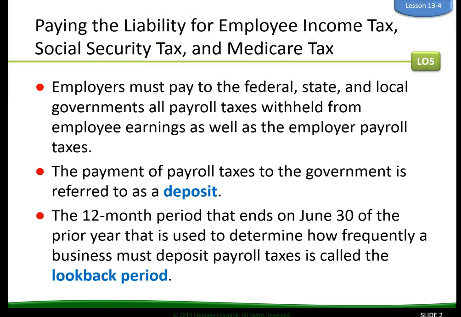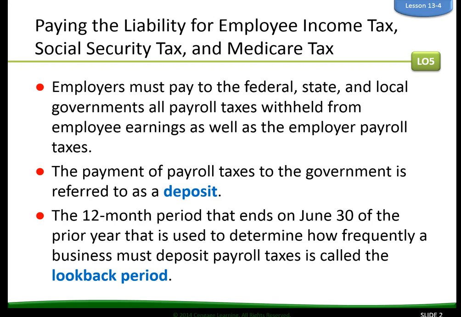So, paying the liability for employee income tax, Social Security tax, and Medicare tax. Remember, as an employer, we withhold this money from the employee, and then it becomes a liability to us. And then we need to pay it to the government to get rid of it because it's owed to the government anyway. So, employers must pay to the federal, state, and local governments all payroll taxes withheld from employee earnings, as well as the employer payroll taxes. The payment of payroll taxes to the government is referred to as a deposit.